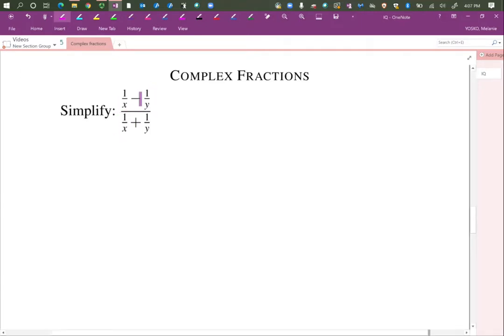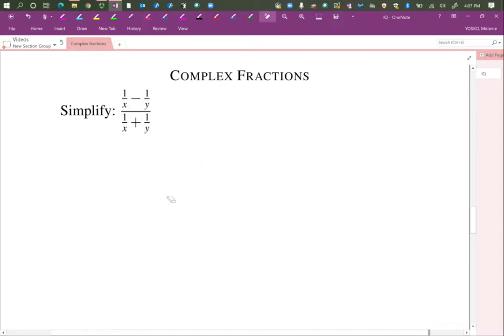A lot of students want to cancel this. Maybe cancel the 1 over x's and cancel the 1 over y's. You cannot do that. You cannot cancel because you have addition and subtraction. If you had 1 over x times 1 over y times 1 over x times 1 over y, then yes, you could cancel those. If there's multiplication in here, you could. Here we have addition and subtraction, so don't do it.